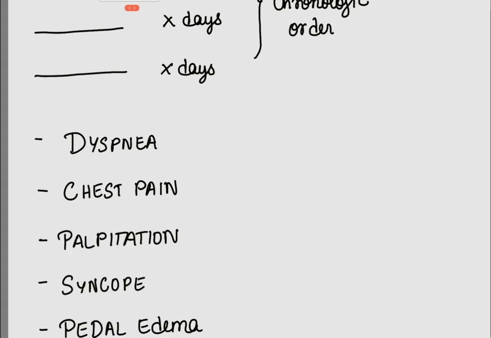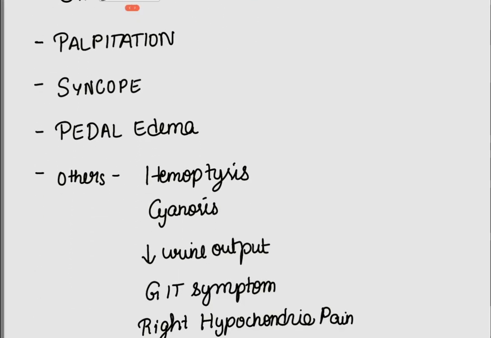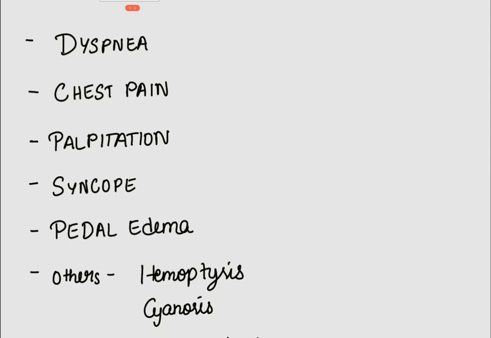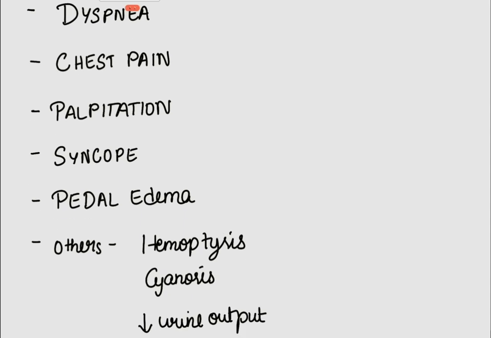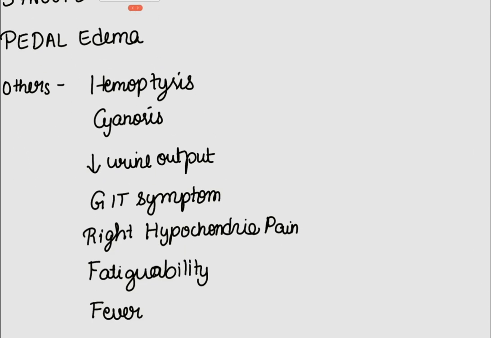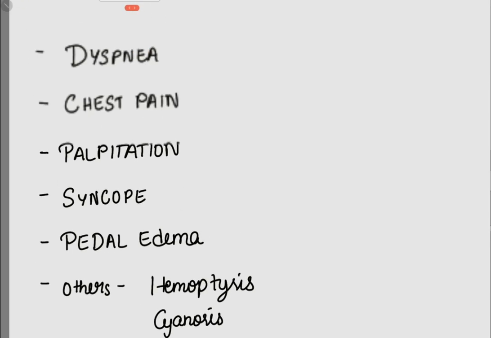After this, we have to take in detail about the presenting complaints via history of presenting illness. So, what all the patient presents with when he has some cardiac manifestation. It includes dyspnea, chest pain, palpitation, syncope, pedal edema. The other symptoms include hemoptysis, cyanosis, decreased urine output, GIT symptoms, right hypochondrial pain, fatigability, and fever.